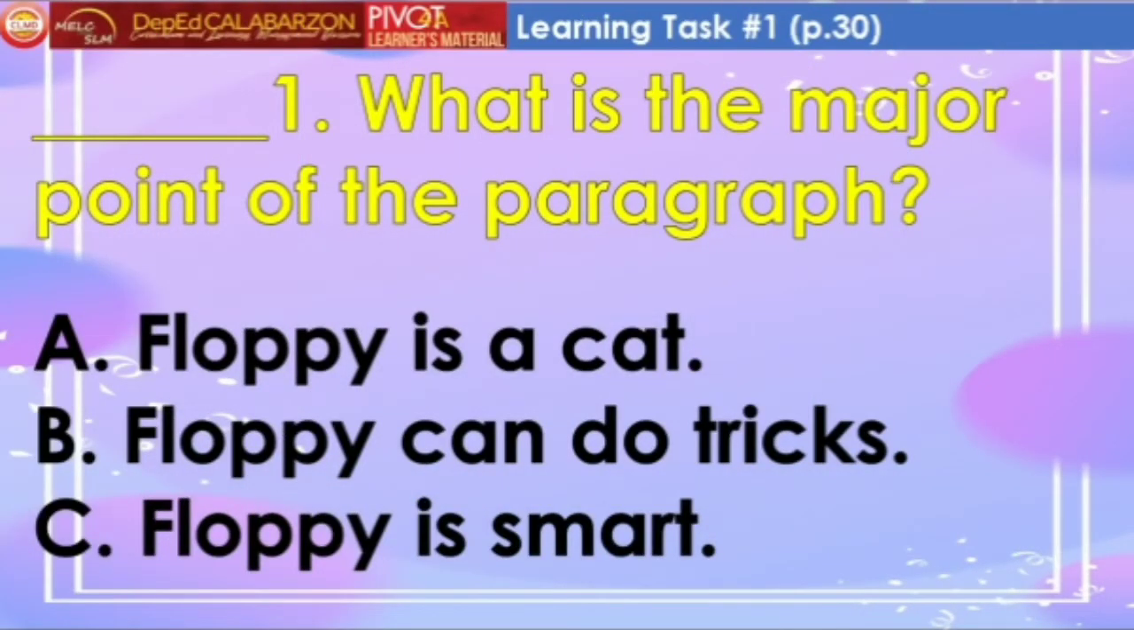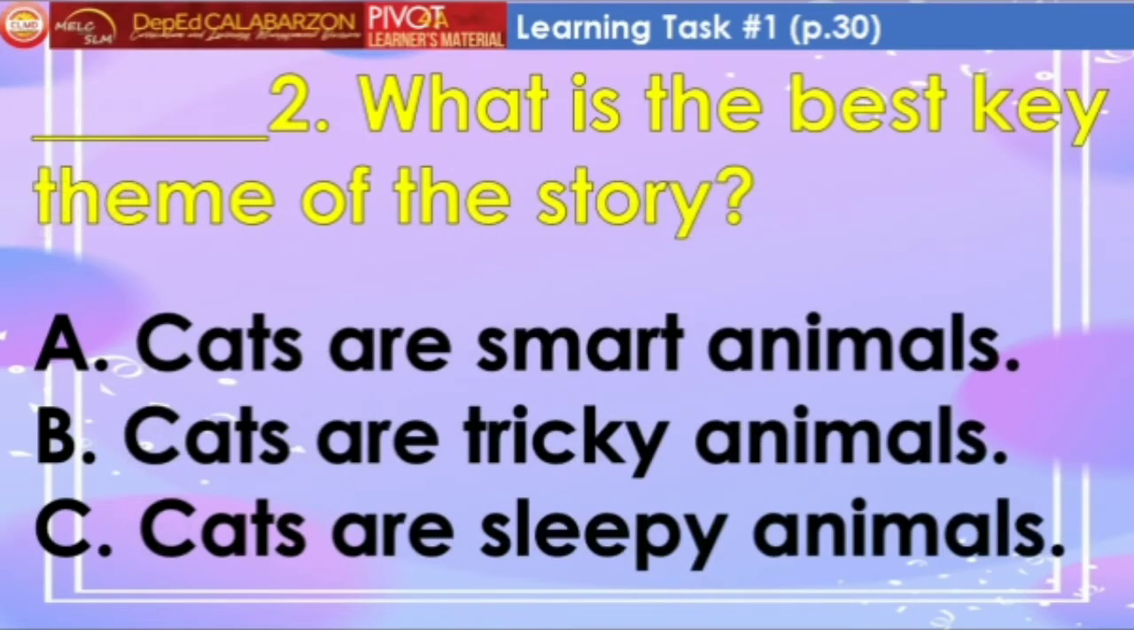Number 1. What is the major point of the paragraph? A. Flappy is a cat. B. Flappy can do tricks. Letter C. Flappy is smart. Next question. What is the best key theme of the story? A. Cats are smart animals. B. Cats are tricky animals. And letter C, cats are sleepy animals.